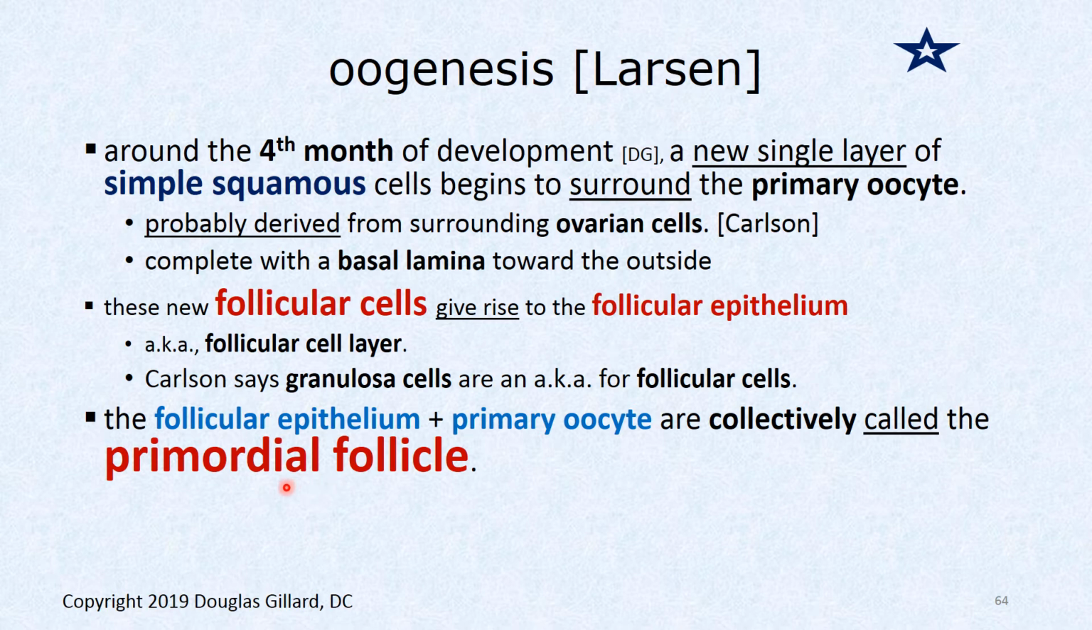Just remember, make a note card. Primordial follicle. Before birth begins, these are found. They're the follicular epithelium plus the primary oocyte is the primordial follicle. Everybody good with that?